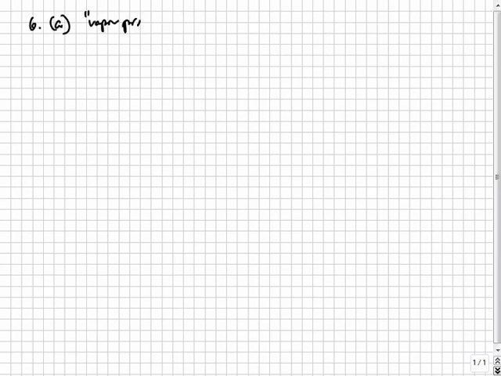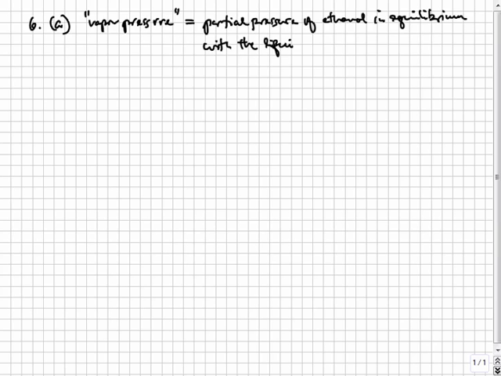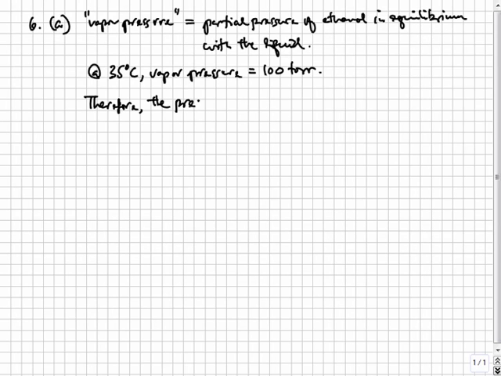Number 6, part A. The vapor pressure of a liquid is the partial pressure of the vapor that is in equilibrium with the liquid. The problem states that at 35 degrees Celsius, the vapor pressure of ethanol is equal to 100 torr. Therefore, if there is nothing else in the chamber other than the liquid ethanol and the vapor above it, the pressure of the vapor should exactly equal 100 torr.